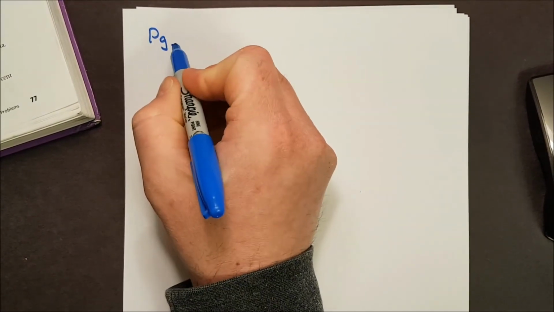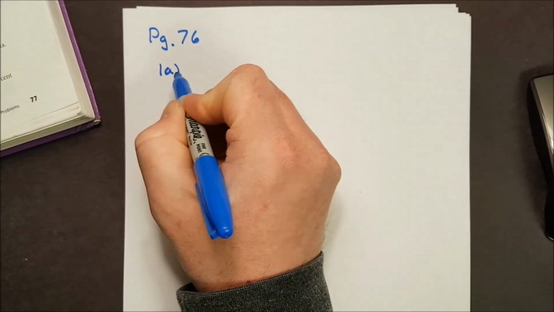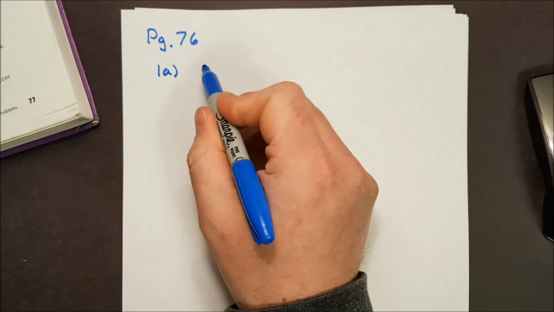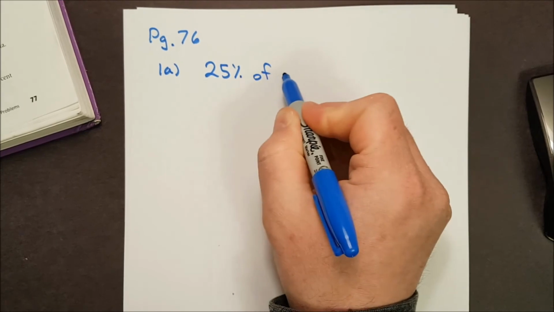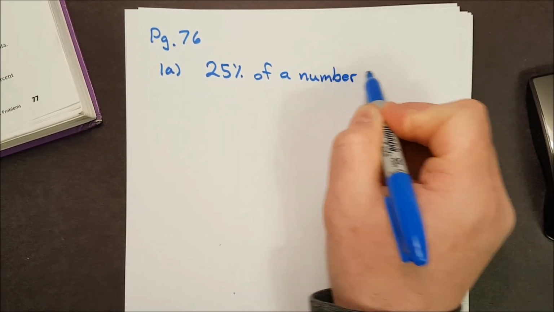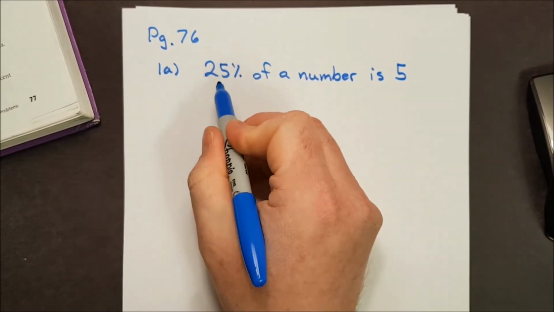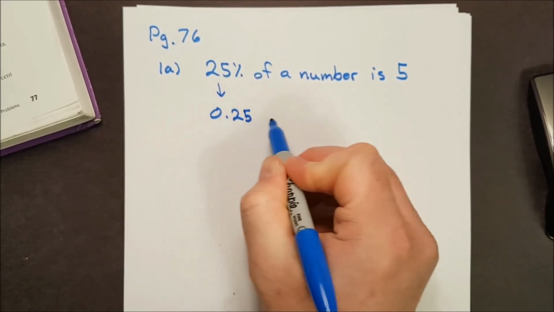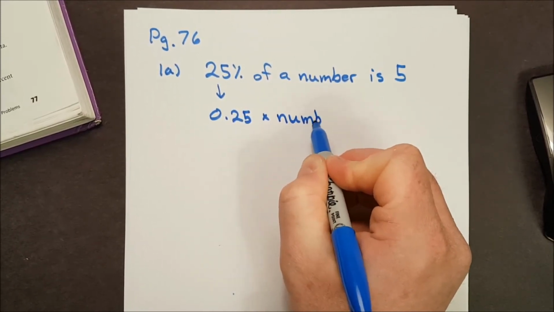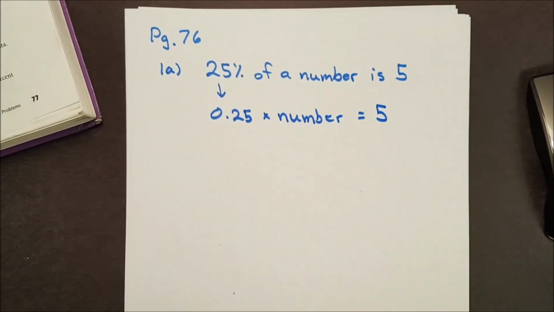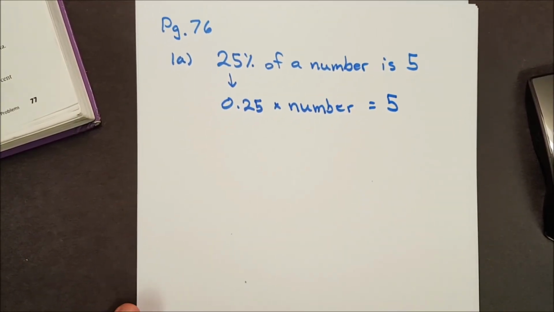Okay, let's redo number 1, A and B in a more streamlined manner. So, page 76, 1A. And it says 25% of a number is 5. So 25% of a number is 5. And we want to find out what that number is. So let's change this to 0.25 times some number equals 5.